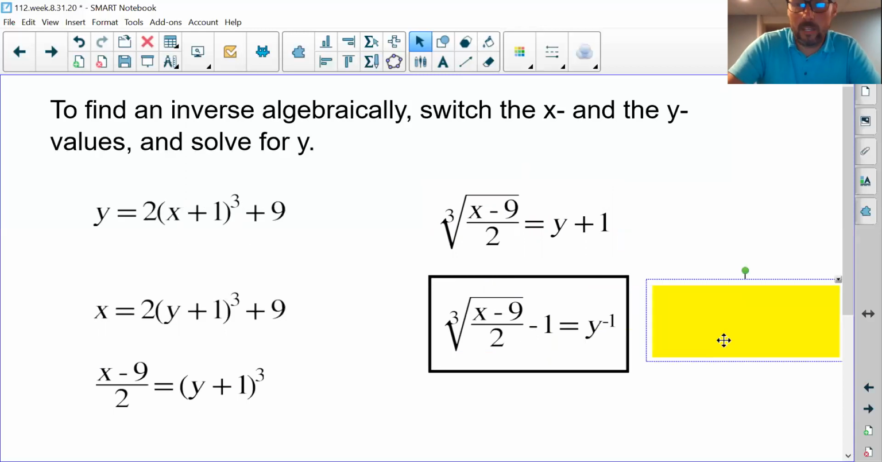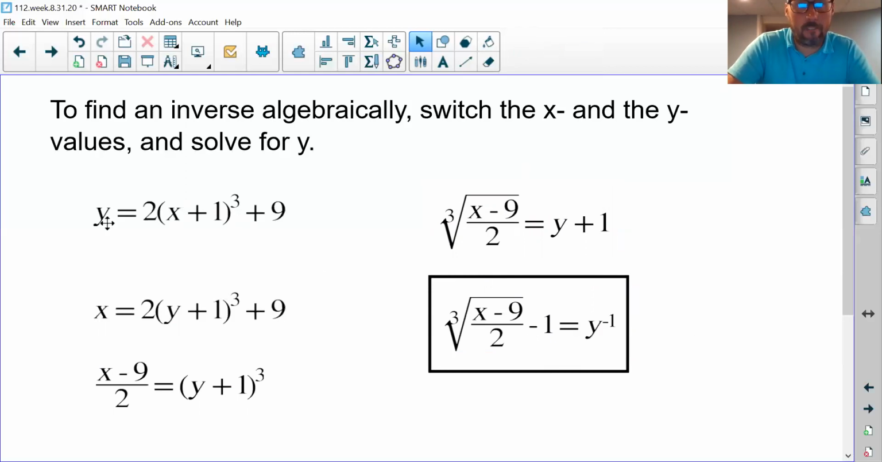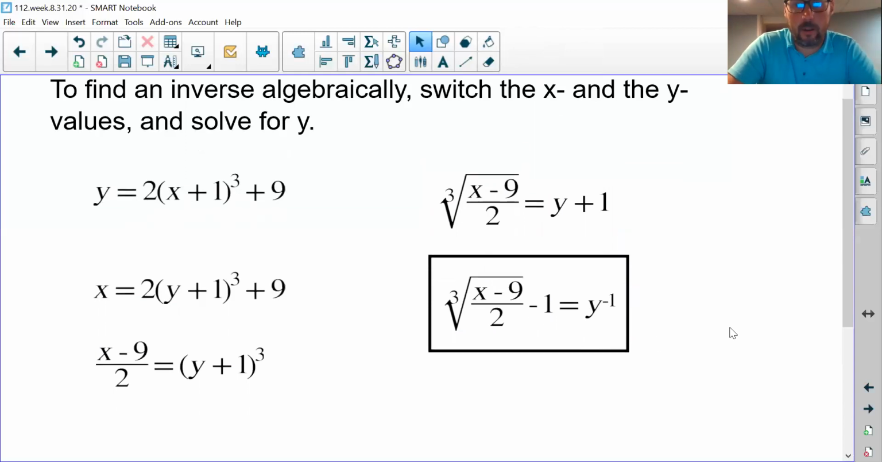And so the notation is y to the negative first power. Or if it were f of x, it would just be f to the negative first power. And if I were to graph this and graph the inverse, they would both be balanced out by that line y equals x. They would be symmetrical right there.